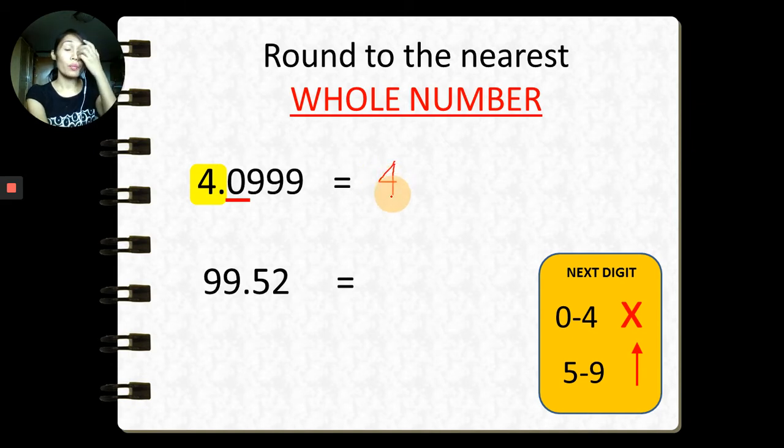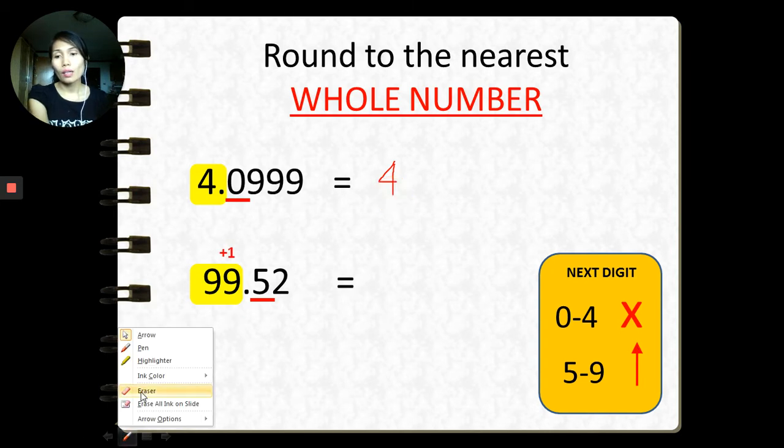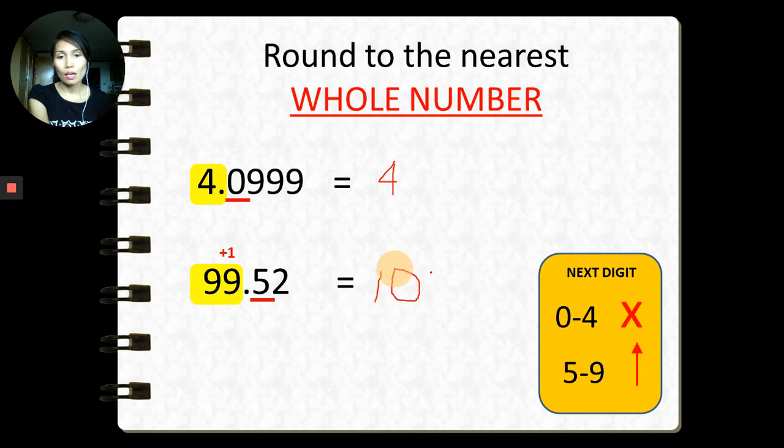Now how about 99.52? The whole number is 99. Are we going to add 1 or not? So look at the next digit. It's 5. So 5 to 9, we should add 1. So 99 plus 1 is 100. So that means 99.52 is closer to 100. So we rounded it up.